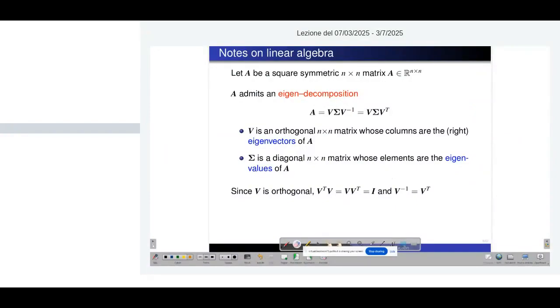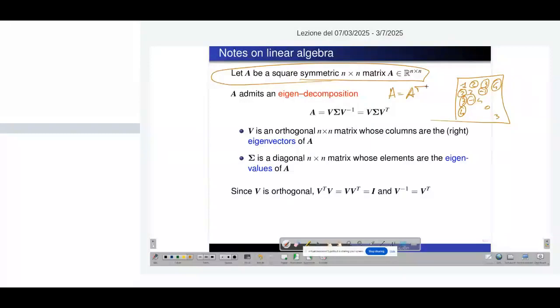Now, if we have a square symmetric matrix, what is a symmetric matrix? A symmetric matrix is a matrix which has the same elements across the diagonal. So if I have 3 here, I have 3 here. If I have 4 here, I have 4 here. If I have -1 here, then I have -1 here. So essentially, the transpose of A is equal to the matrix itself.